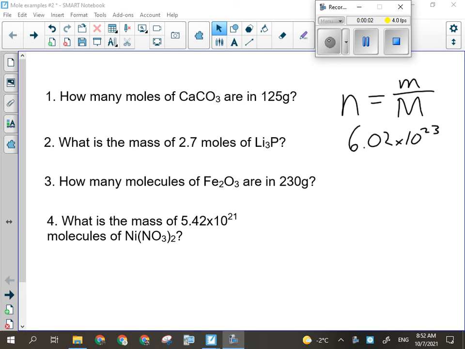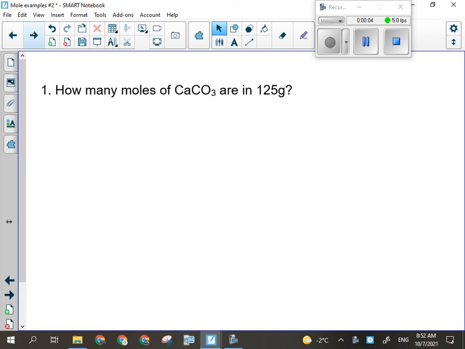All right, so let's have a look at 1 and 2 here. So for number 1, how many moles? What am I looking for? Number of moles, which is n. And it tells me it's calcium carbonate, which will help me to get the molar mass.